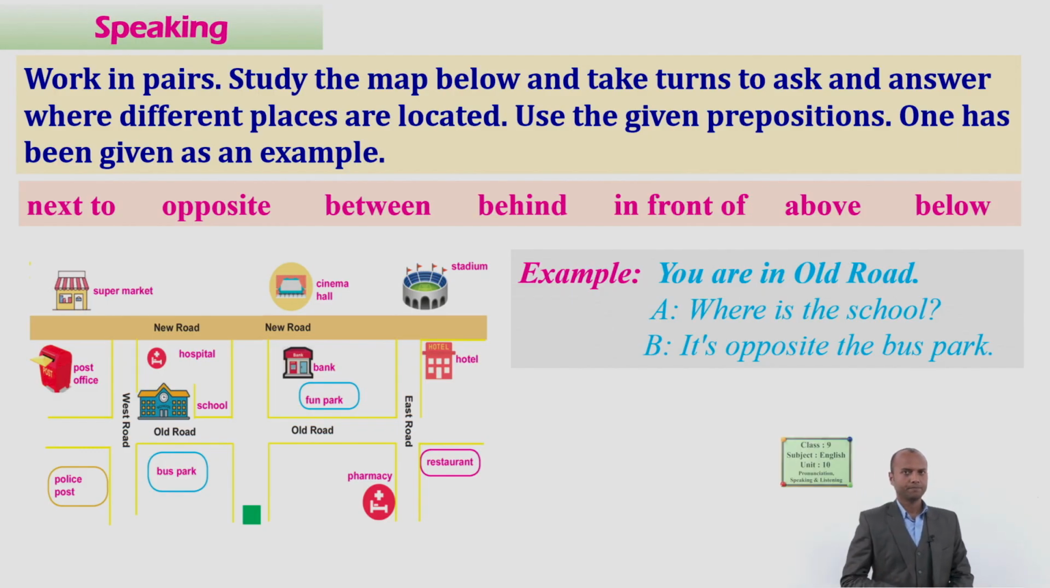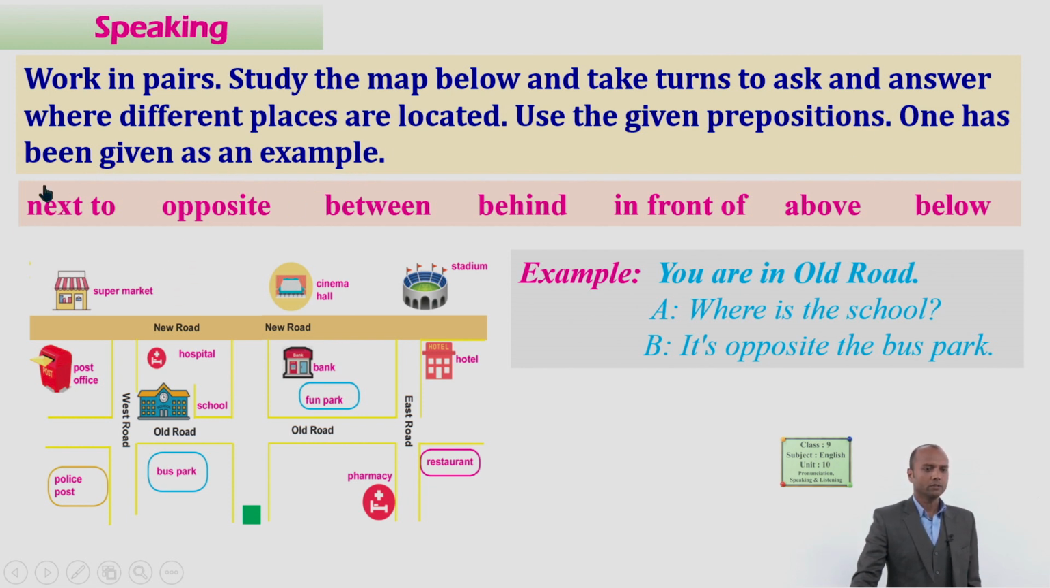So it says work in pairs, means you have to work in two, okay, with your friend. Study the map below and take turns to ask and answer where different places are located. Use the given prepositions. Remember, you have to use the given prepositions. One has been given as an example.